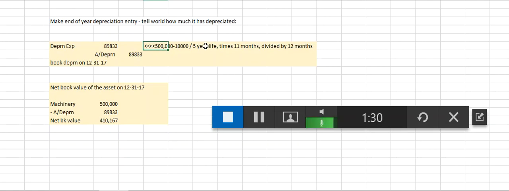So we take 500,000 minus 10,000, which is what you actually would depreciate under straight line, divided by 5, multiplied by 11 months, because it's 11 months from 2/1 to 12/31. If you don't believe me, count it out on your fingers, and divide by 12. So 11/12ths of a year times 1 year's depreciation. This includes residual value. And that gives you the 89,833. That's what you book on New Year's Eve of the 17th.